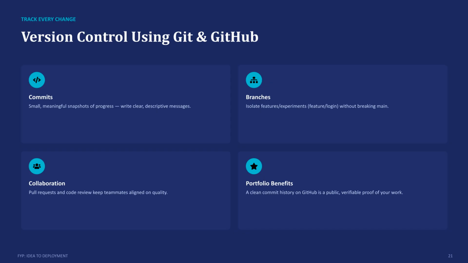Version control is mandatory. Use Git and GitHub to maintain small, meaningful commit snapshots. Utilize branches to isolate new features or experiments without affecting the main codebase. This clean history serves as verifiable proof of your work, which is a huge advantage for your portfolio.